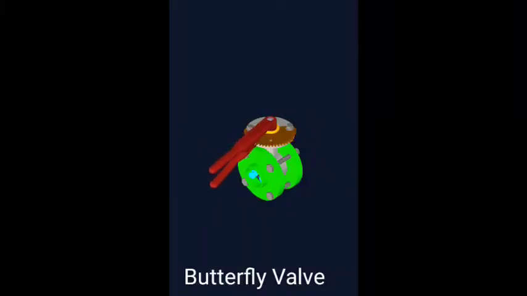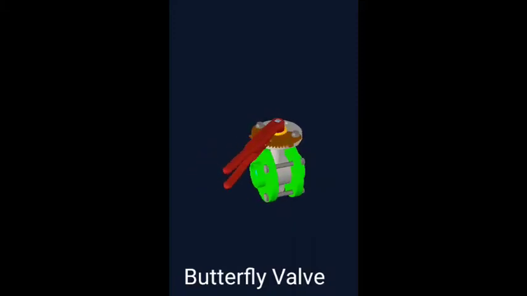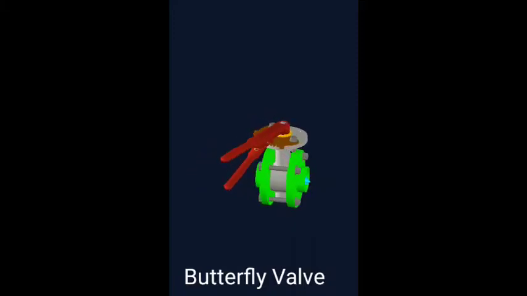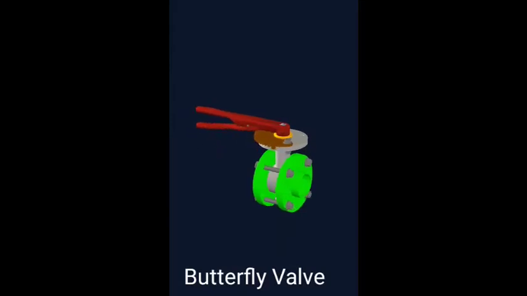A butterfly valve is a valve that isolates or regulates the flow of a fluid. This valve is a type of quarter-turn valve. A quarter-turn valve can open or close whenever the handle is turned 90 degrees. The main function of these valves is to control the flow of liquids through a section of pipe.